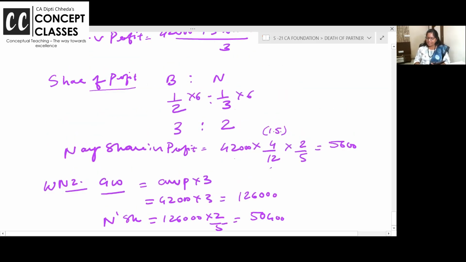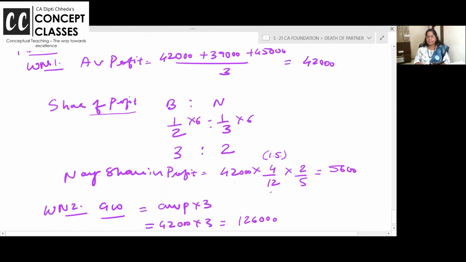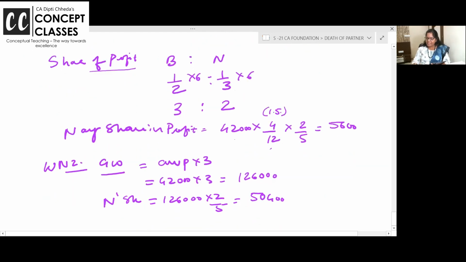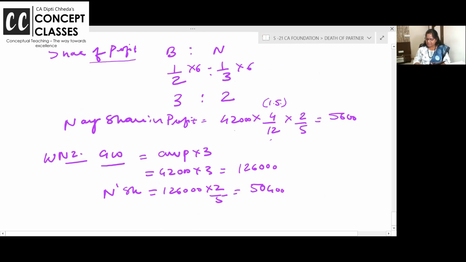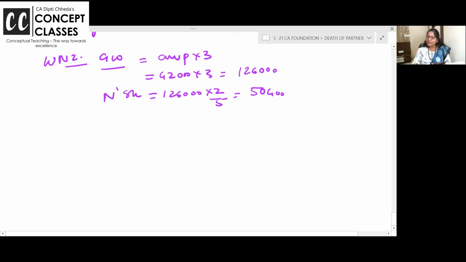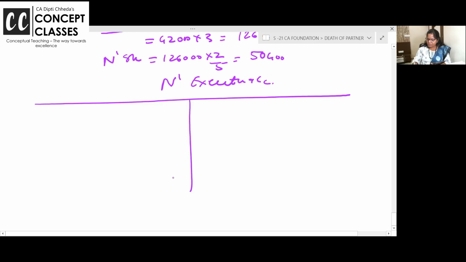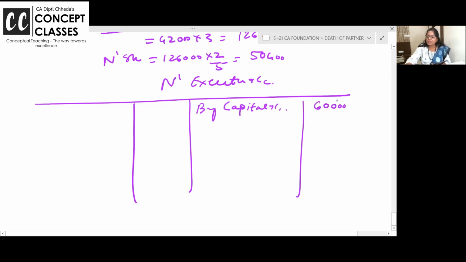Yes. Anyone is having any doubt in working note 1? Calculation of the PSR 3:2 is clear. Whenever 1/4, 1/3 is given, you can correct it like this. Now they have asked you to prepare directly N's executor's account. So we will give you all one by one. First, we will give you capital. N's capital, give the entire capital. 60,000. N's capital you give.